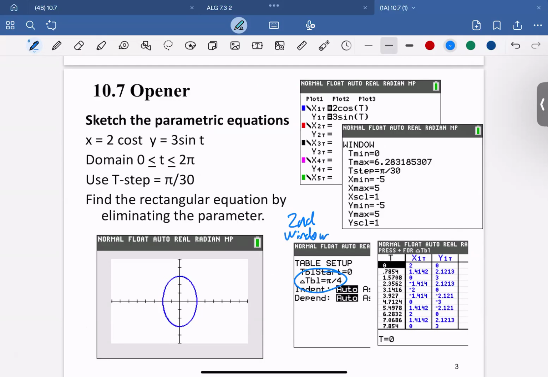But yeah, go ahead and graph. If yours looks like a circle, like this, just a regular circle, then that means you need to go to zoom and then press 5, which stands for, I think, zoom square. Okay, and then this will give you this oval shape that you see on my screen. But go ahead and pause, plug that in, check it, and make sure it's matching up with this.